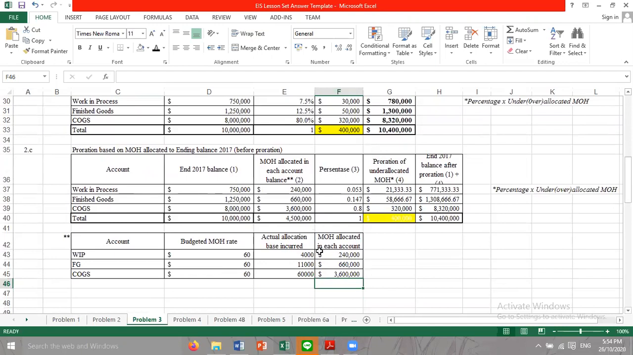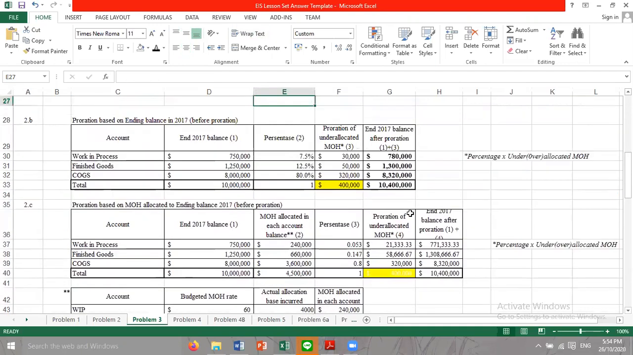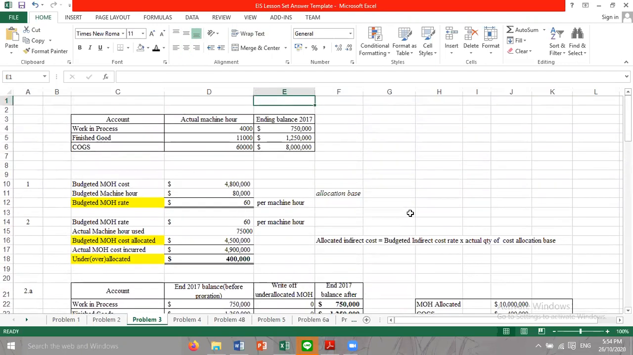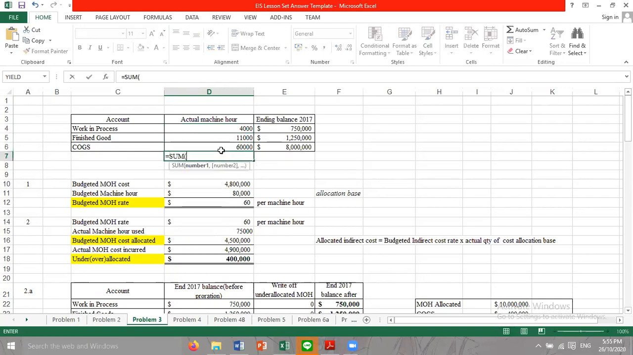MOH allocated, once again, the formula is the budgeted MOH rate times the actual allocation base incurred. And in the question, we already have the allocation base for each account. Work in process consumes 4,000 machine hours. Finished goods consumes 11,000, whereas cost of goods sold consumes 60,000 machine hours. If you see, their total is equal to the total actual machine hours.